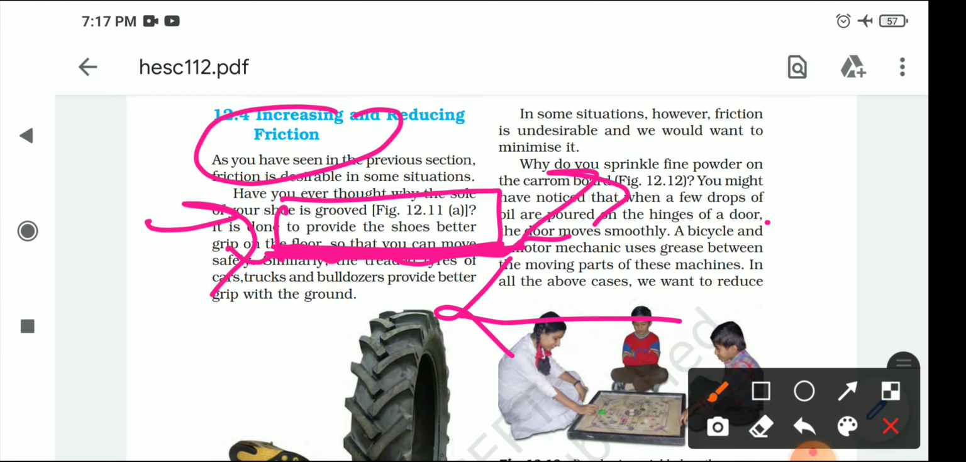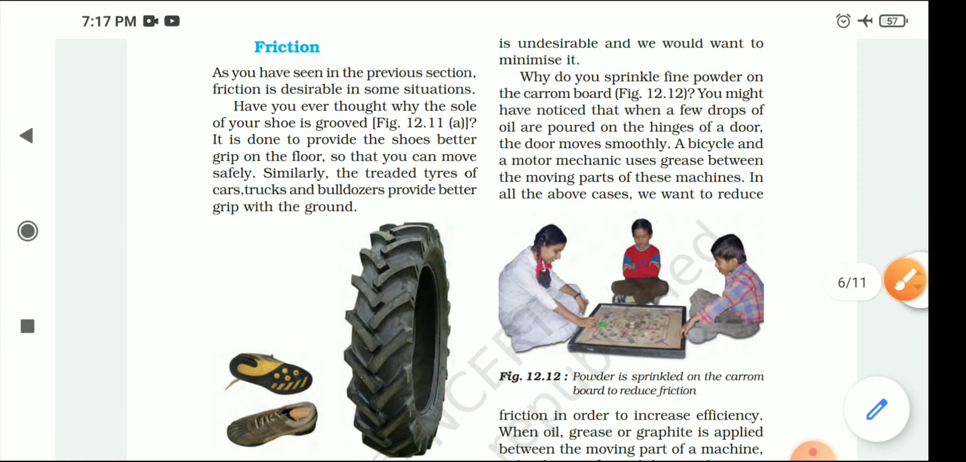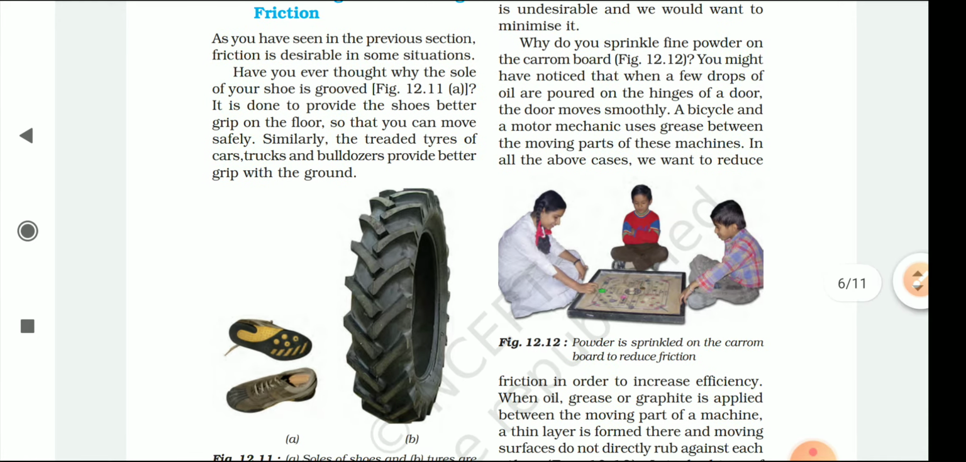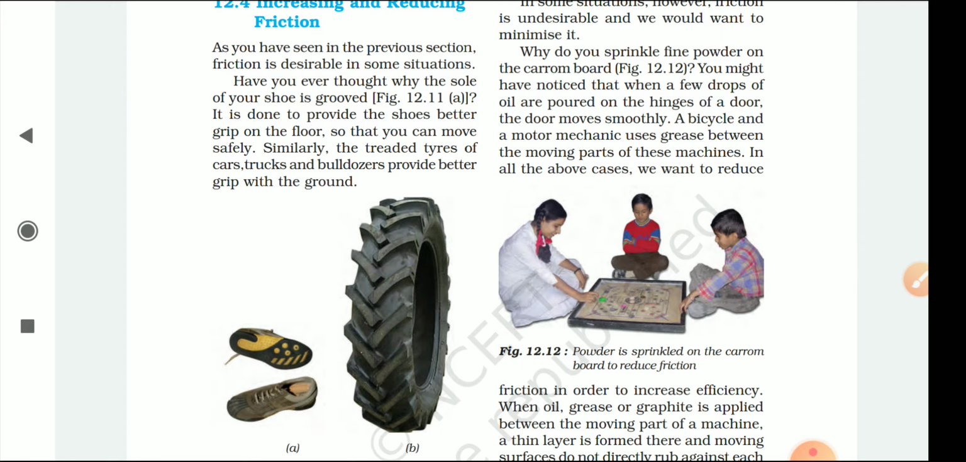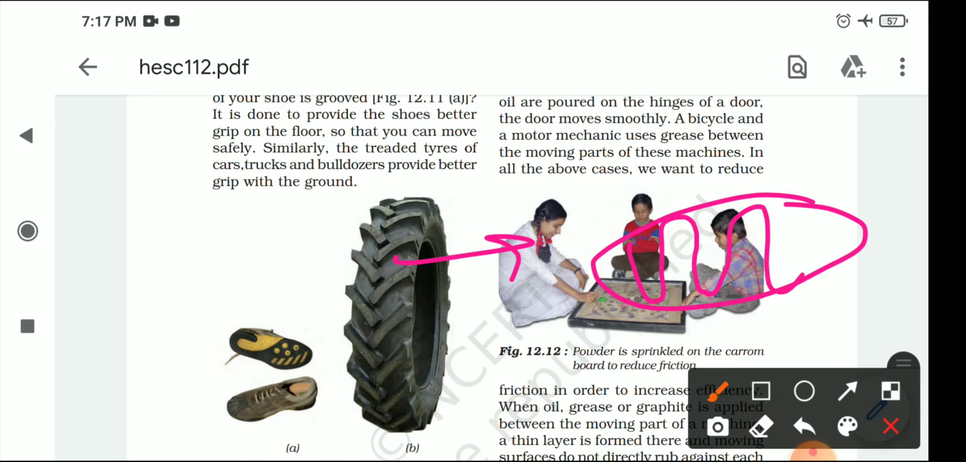Now let's discuss. Here you can see the tire and the sole of your shoes. Always you find these grooves in the tires or in the soles of your shoes. Your shoes are like that. Just suppose, when you see the shoes, there is some design on the downside. Why? Because of these grooves the friction increases.